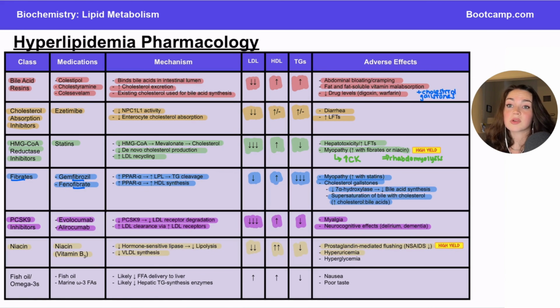Hyperuricemia is the other one that they really like to test, and this might come up in a vignette about a patient who develops gout after starting a new cholesterol medication. And then finally, niacin may also cause hyperglycemia.